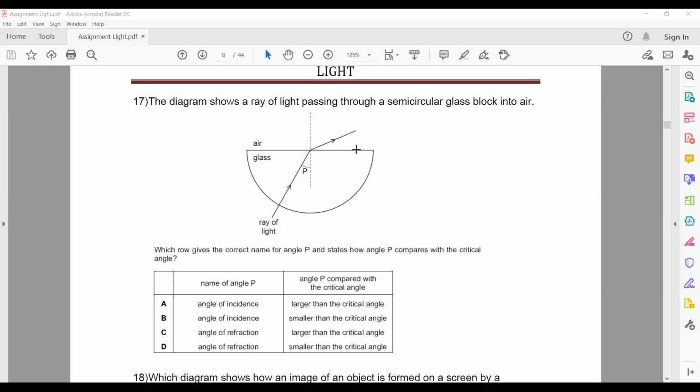Yeah, that's right. B is the answer, because the angle of refraction is not 90. If the angle of refraction was 90, then it would be equal to the critical angle. If it is all reflected, there is no refraction, then it will be more than the critical angle. But because it's a simple refraction, P is the angle of incidence and the angle of refraction is not 90. So it is not equal to the critical angle. It is smaller than the critical angle.